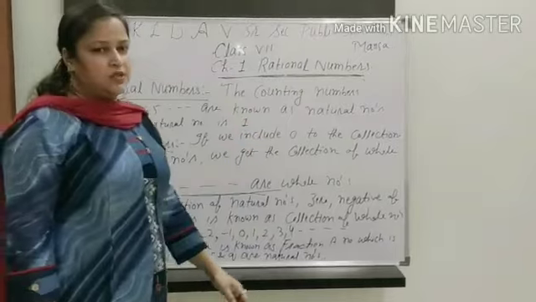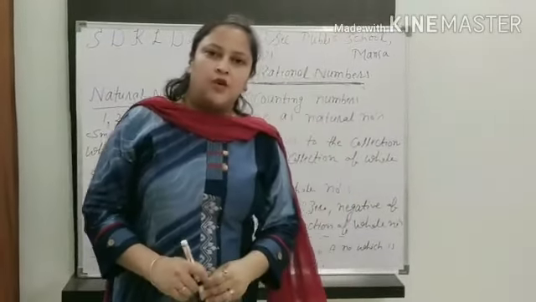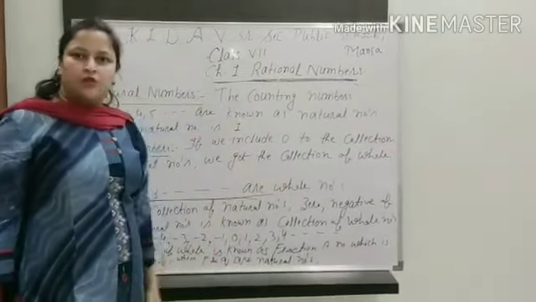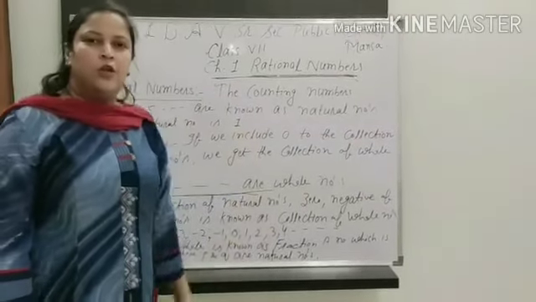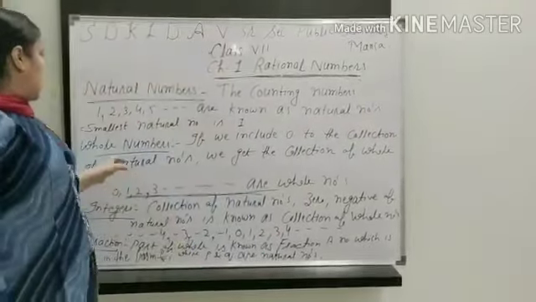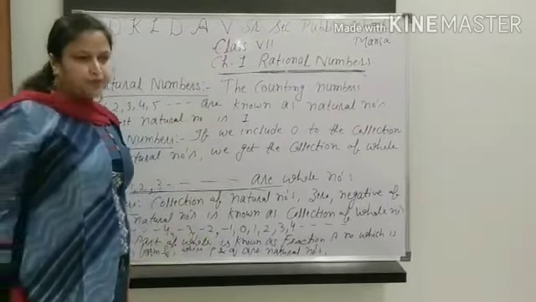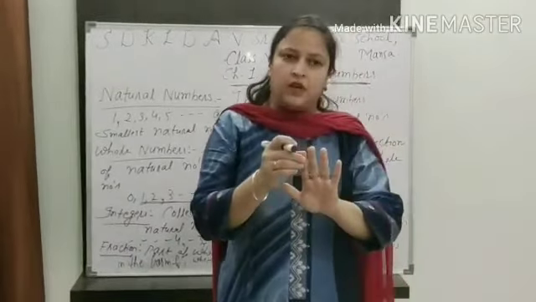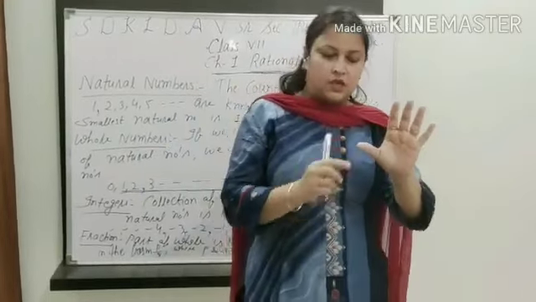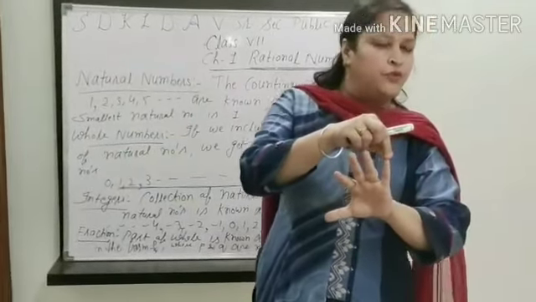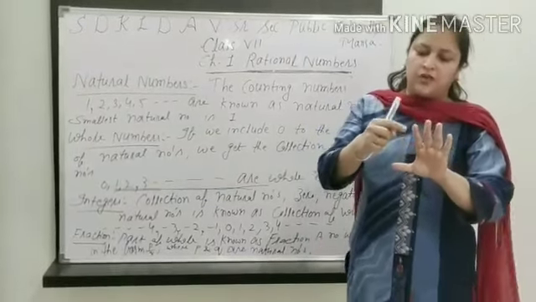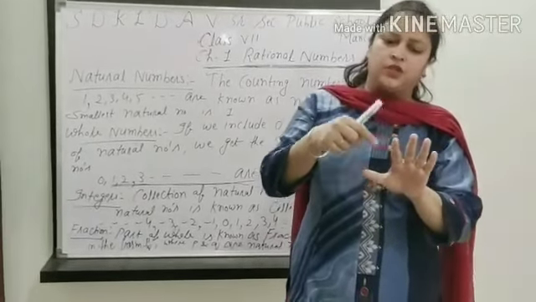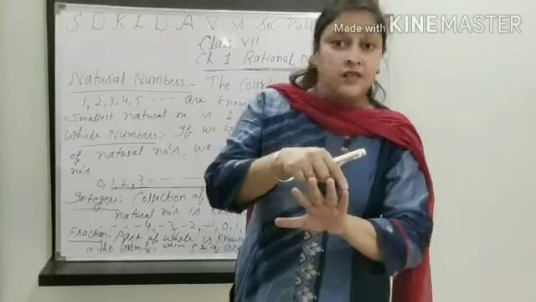First one is natural numbers. The numbers which we can use while counting are known as natural numbers. Means the counting numbers 1, 2, 3, 4, 5 and so on are known as natural numbers. Smallest natural number is 1. For example, I have to count the fingers of this hand. I count 1, 2, 3, 4, 5. I have used 5 numbers while counting. These 5 numbers, 1, 2, 3, 4, 5 are known as natural numbers.